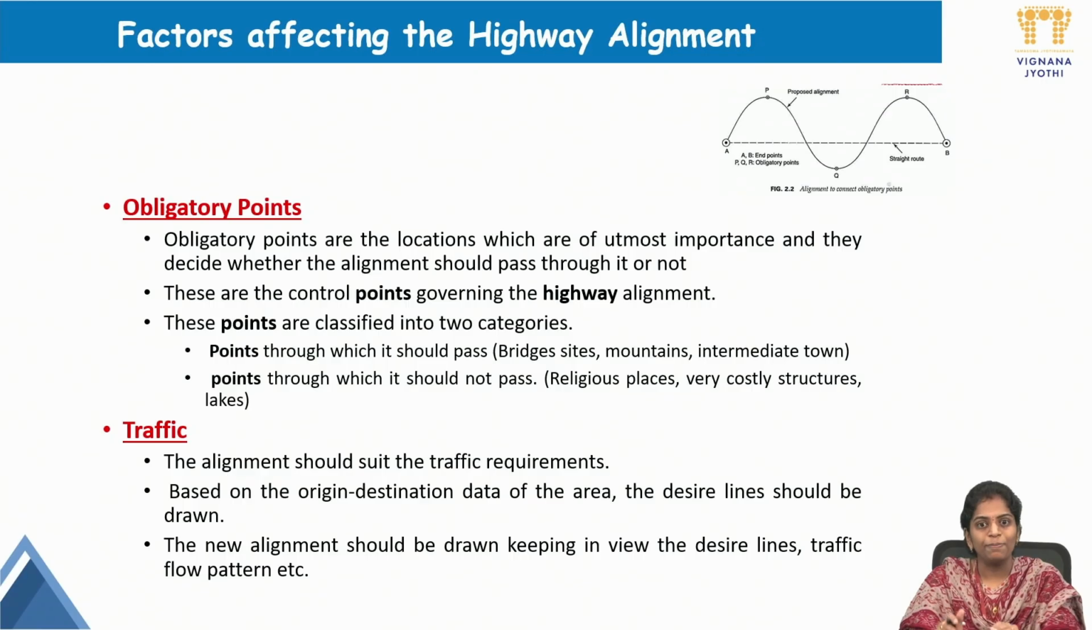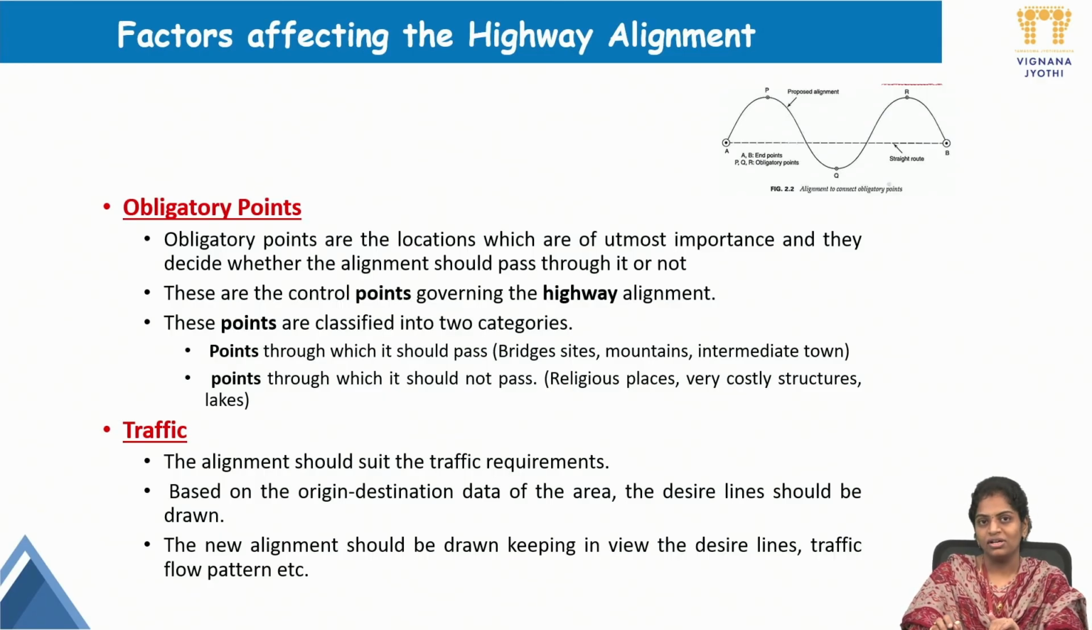Points through which it should not pass. See, religious places, very costly structures, lakes, we cannot construct the roads in between them, right? Hope you understood the concept of obligatory points. Obligatory points are nothing but the points through which a highway should pass and which it should not pass. That is important. It can pass through bridges, mountains, intermediate town. We can provide a way. Whereas for religious places or very costly structures, lakes, etc., our highway alignment should not pass. So this is the most important point which we have to think before deciding highway alignment.